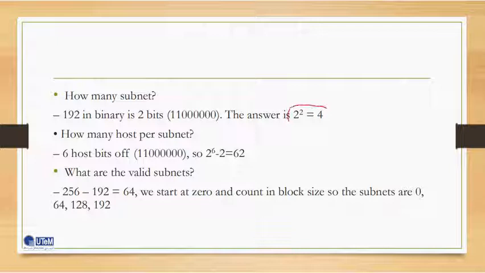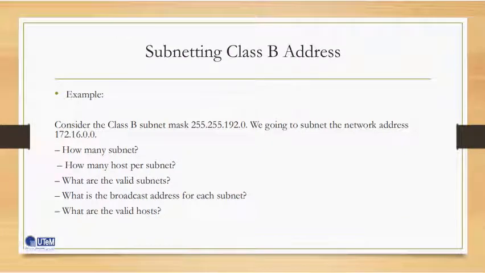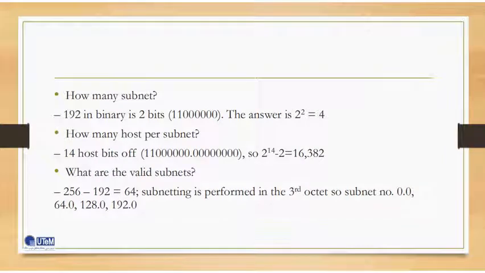So the same for the other subnets: 62 hosts per subnet, valid subnet addresses 0, 64, 128, 192. Okay, that is the example of class A. So it will be repeated for class B. I hope you can watch the next slide. This is for class B. This is the answer for class B.